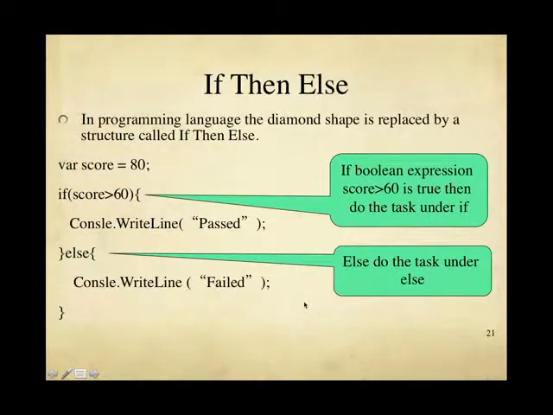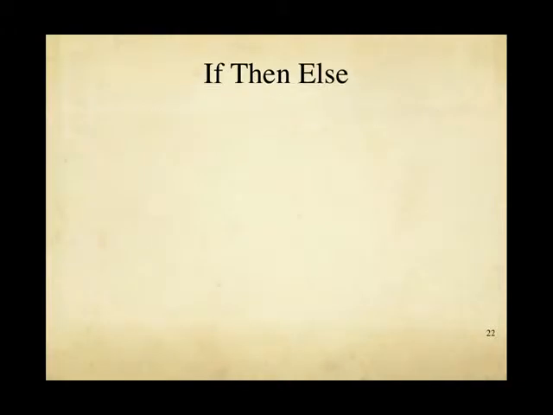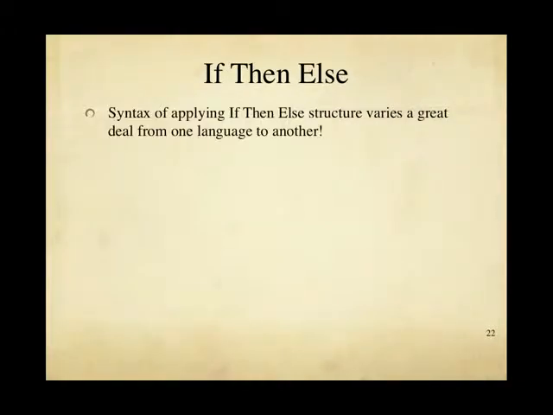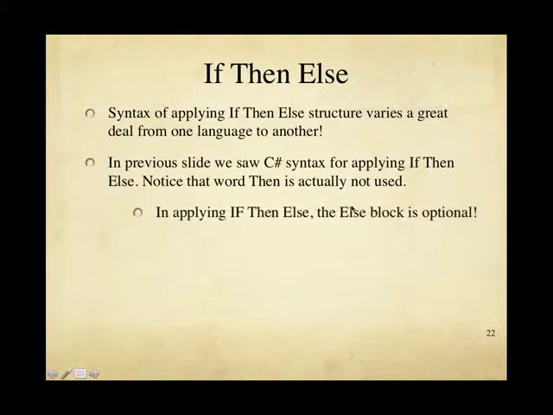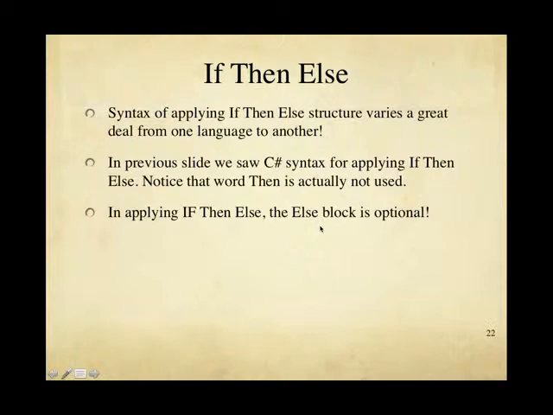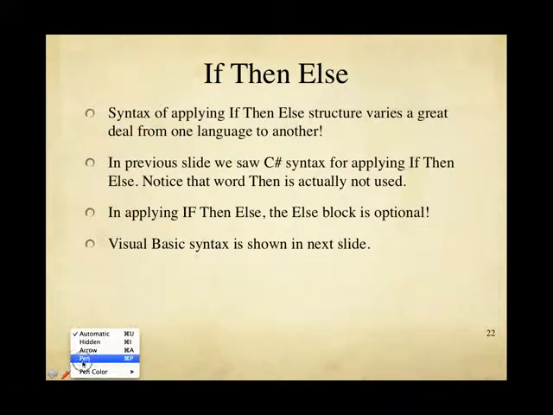Okay. So out of the two, only one is done in if then else. When we code the if and else structure, the word then is not used in C#. And when we apply the if then else structure, the else block is optional. And we will not show Visual Basic code because this is a C# class, so it is not shown.